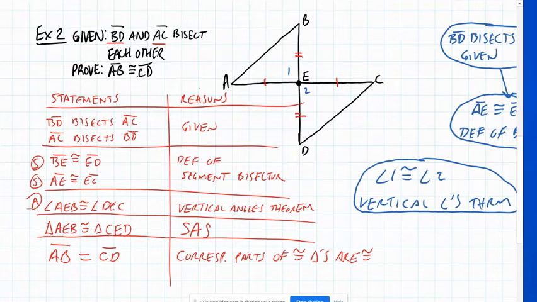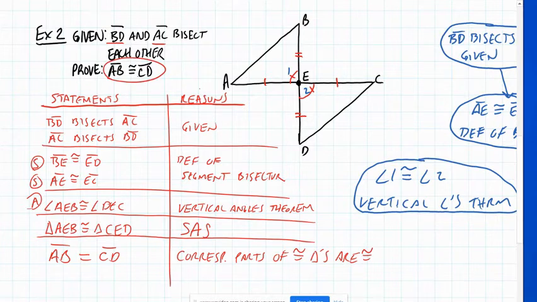And then we also know that angle 1 and angle 2 are vertical angles. So those are congruent, even though that wasn't given. Vertical angles are always congruent. And so now we see that those triangles are congruent by SAS. And if the triangles are congruent, then all the matching parts are congruent, and that'll give us enough to prove that AB is congruent to CD.